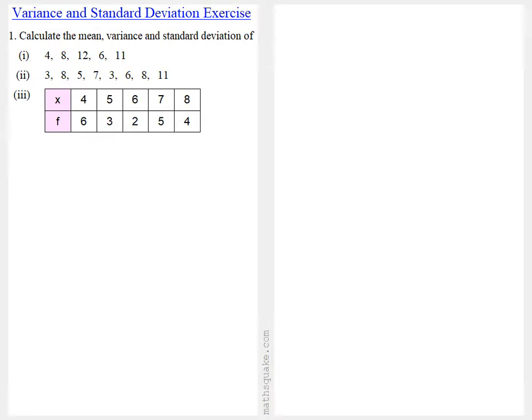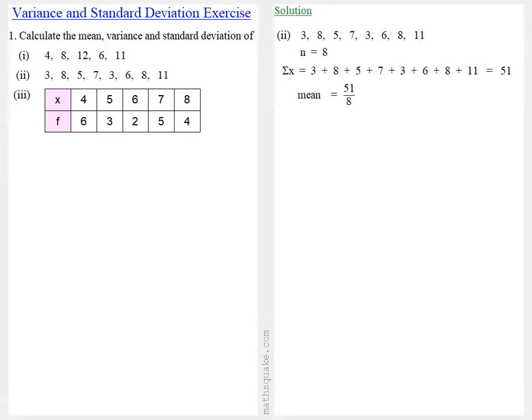Now in part 2, we're asked to find the mean, variance and standard deviation of a second list of numbers: 3, 8, 5, 7, 3, 6, 8 and 11. Now the first thing to notice is that there's 8 numbers, so n is equal to 8. We then have to find the sum of the numbers. So 3 plus 8 plus 5 plus 7 plus 3 plus 6 plus 8 plus 11 is equal to 51.